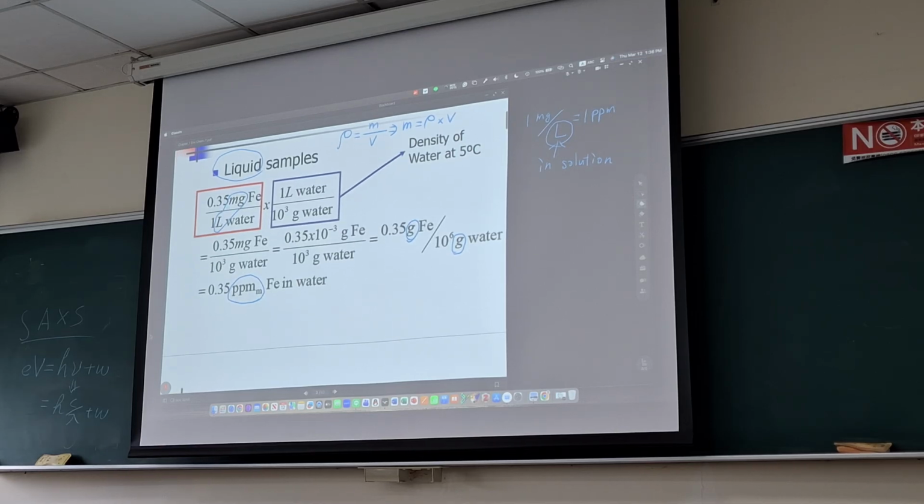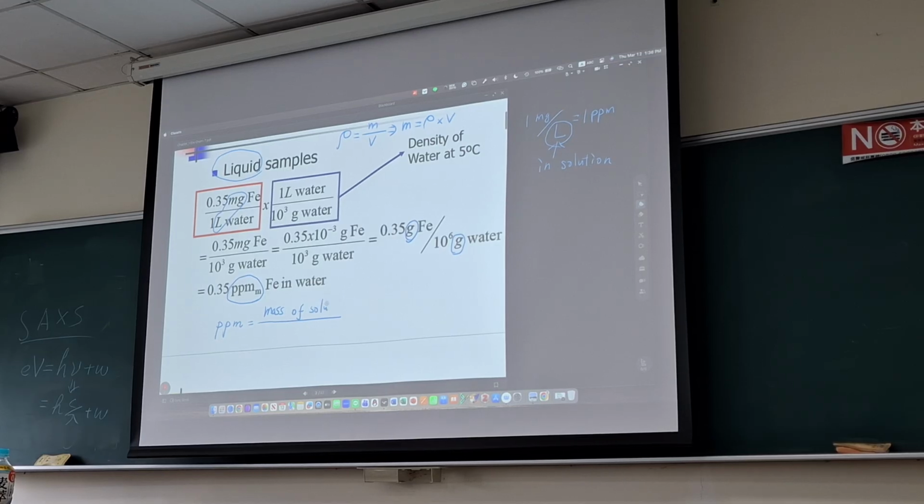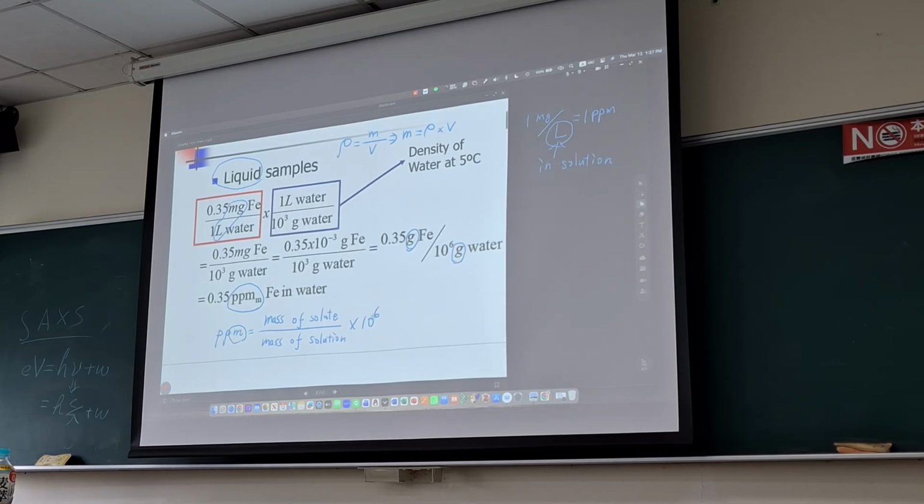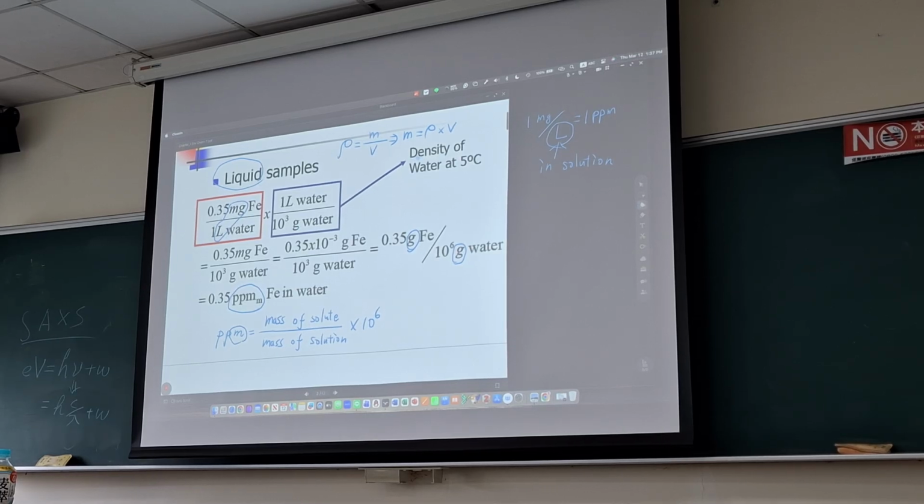Okay, so let me conclude here. ppm equals mass of solute over mass of solution, and the M stands for million, so you need to times 10 to the power of 6. And the density of water at 5 degrees Celsius, we know is close to 1 gram per milliliter. But this is liter, right? So it becomes 1 times 10 to the power of 3 gram per liter.